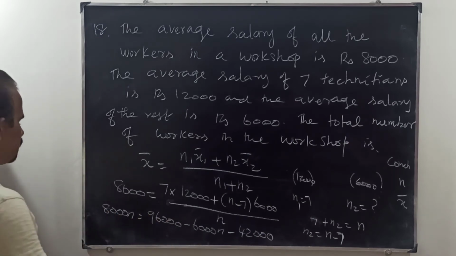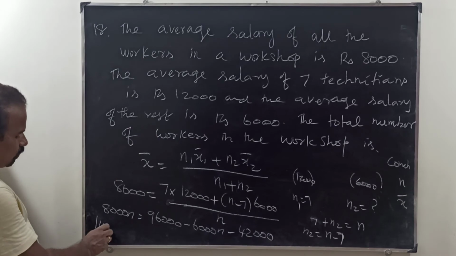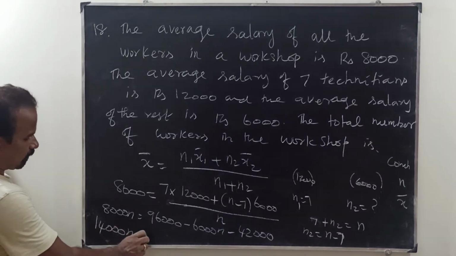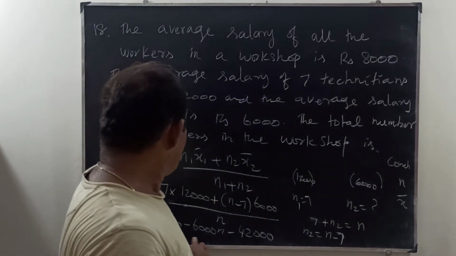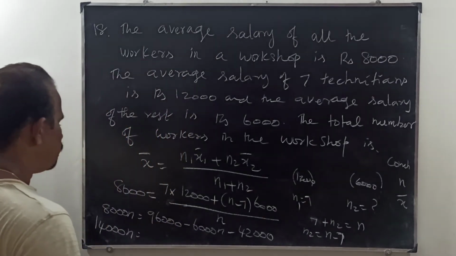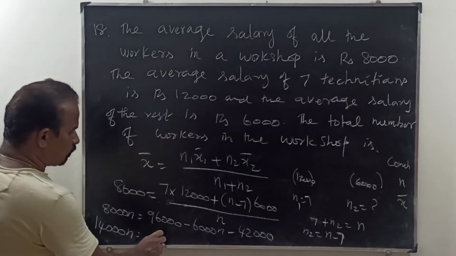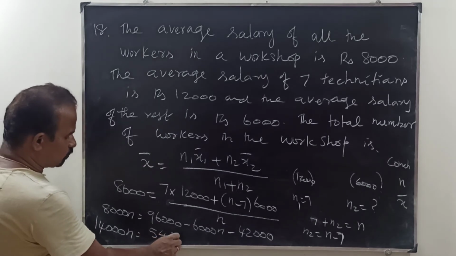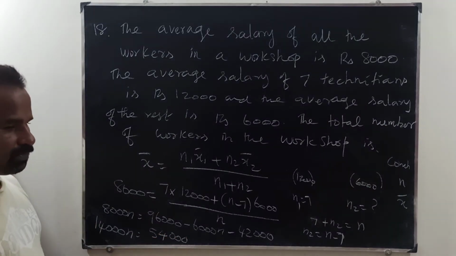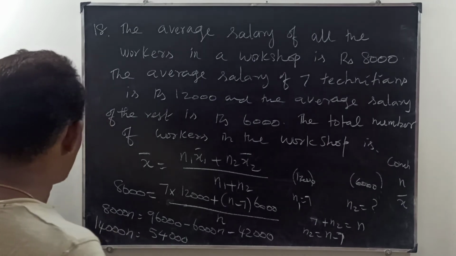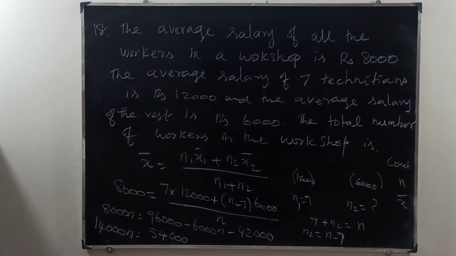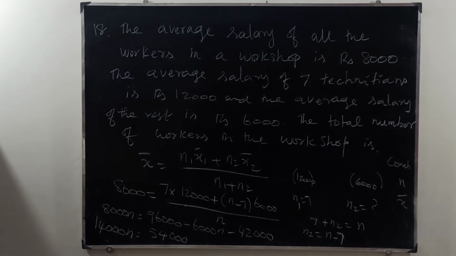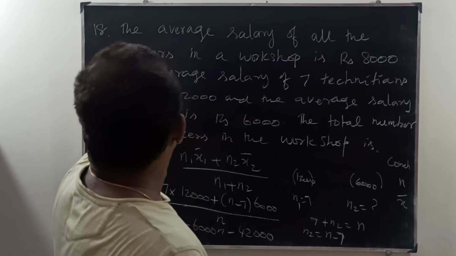Plus 6,000. Therefore, 14,000 yen is equal to 96,000 minus 42. Okay, so therefore 4. Therefore 54,000. So therefore n is equal to 54,000 divided by, so here is 8,000.